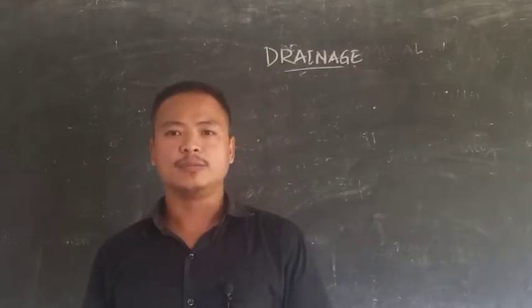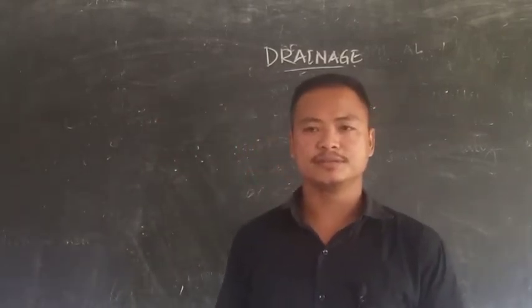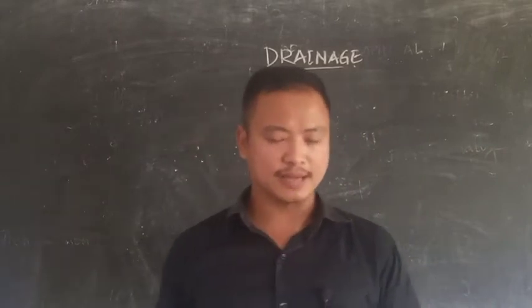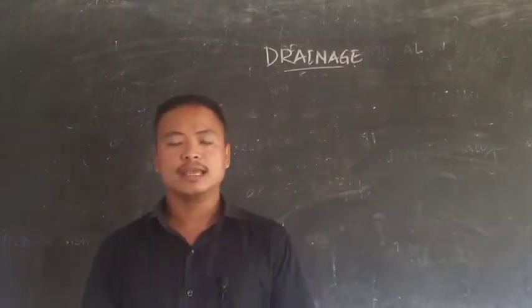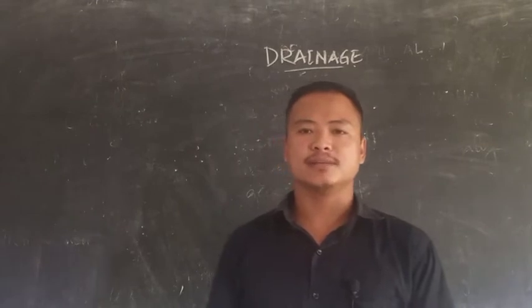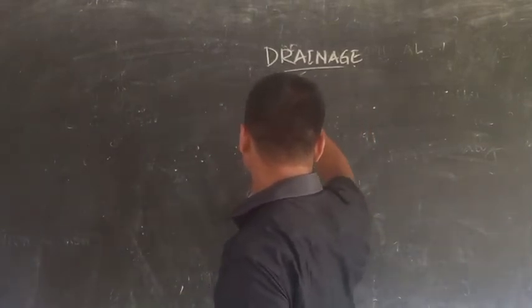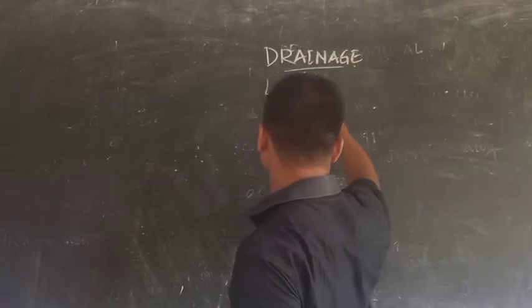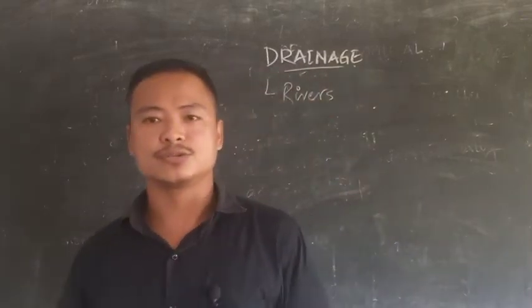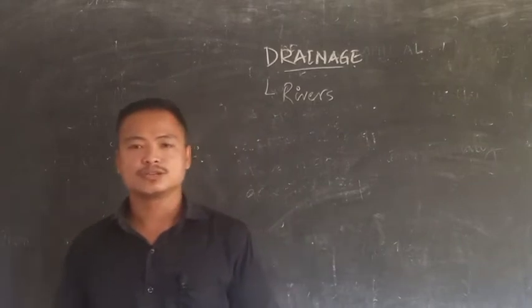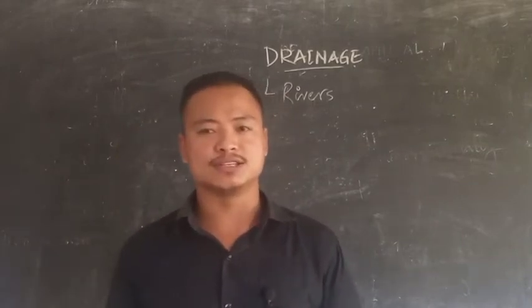Today, we will be dealing with the fourth chapter of your first unit, Drainage. And in this chapter, we will be discussing rivers. When we talk about drainage, we basically mean rivers flowing in different directions and having their sources at different locations. So this is what we will be talking about in the chapter Drainage.